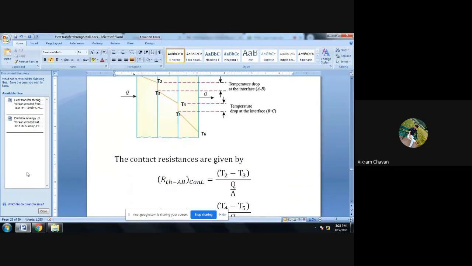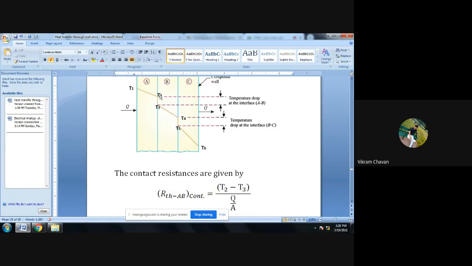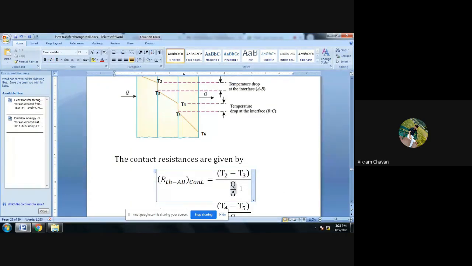वो फॉर्मूला क्या है? R_th,AB, that is the thermal resistance between A and B wall, or we call it the thermal contact resistance between A and B wall, will be equal to the temperature drop at the interface between A and B. कितना टेम्परेचर ड्रॉप हो रहा है? T2 minus T3 इतना टेम्परेचर ड्रॉप हो रहा है between A and B wall, divided by heat transfer rate per unit area. ये हमें क्या देगा? थर्मल कॉन्टैक्ट रेजिस्टेंस देगा in between A and B wall.